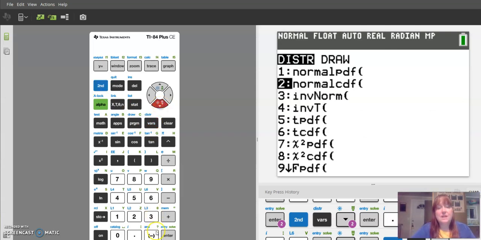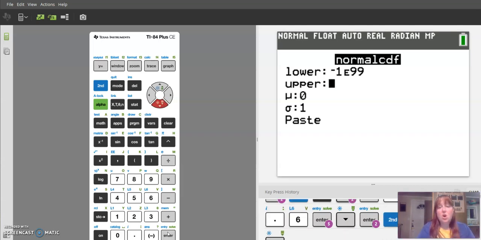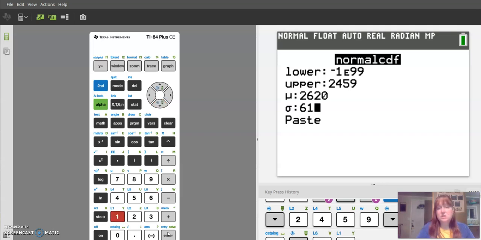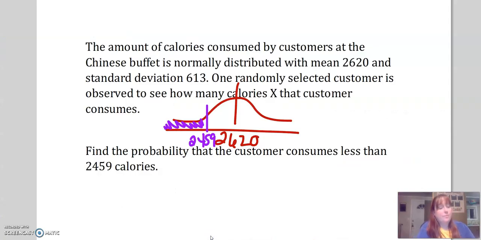So we're going to go to normal CDF, enter, and our lower bound is going to be negative infinity. We want to go all the way from somebody who consumed no calories up to someone who consumed 2459, and figure out the actual area under the curve for this group of people. Our mu, or our mean, is 2620, and our standard deviation is 613. All right, so the area under this curve is 0.39641.